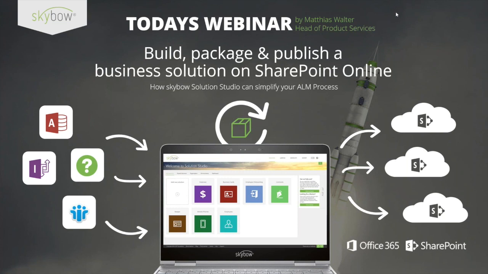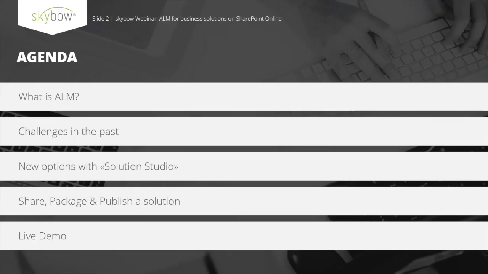So, for today's agenda, we have the following topics. First of all, I will shortly talk about ALM. What is ALM? What it is all about, and then what challenges there have been in the past, as well from my perspective when I was doing projects on SharePoint. And then we are talking about the new options which are then available through the skybow Solution Studio Online.